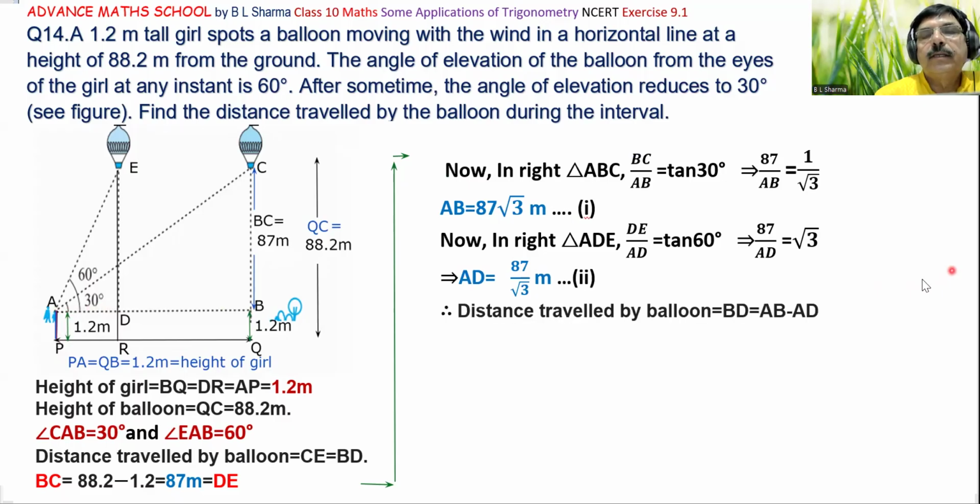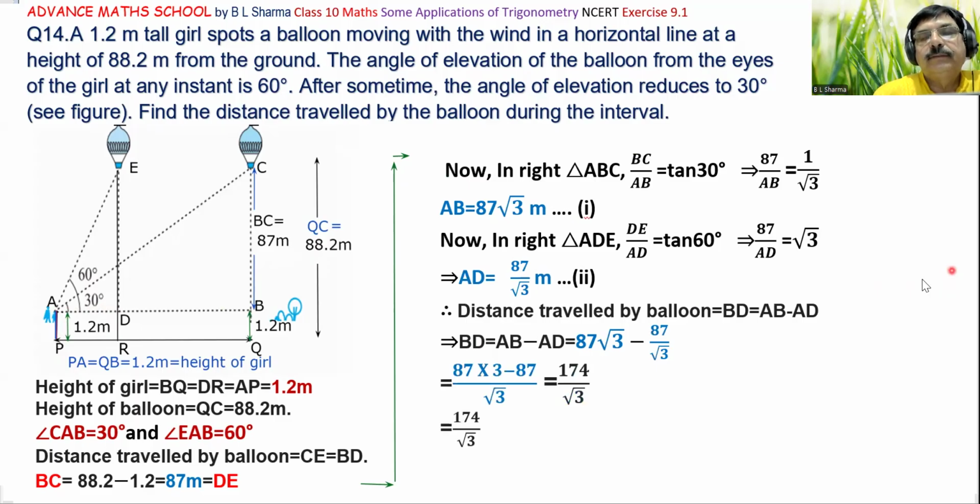So distance traveled by balloon BD is equal to AB minus AD. AB का value put करिए 87 root 3, and AD put करिए 87 root 3. Take LCM and get answer. 174 upon root 3. Rationalize करिए denominator को.